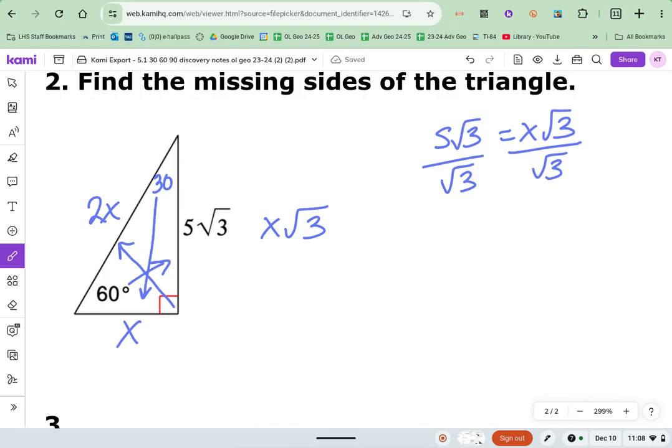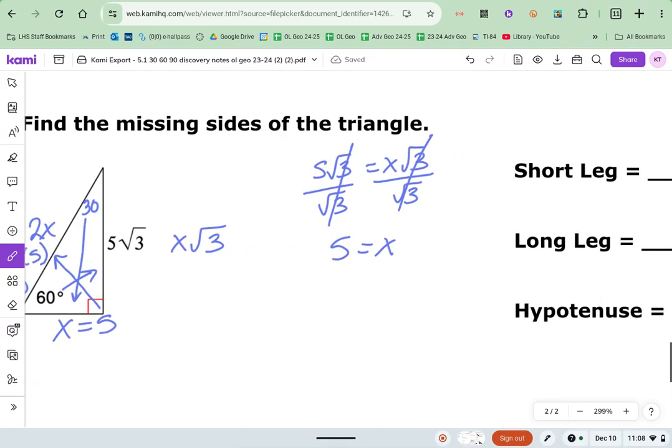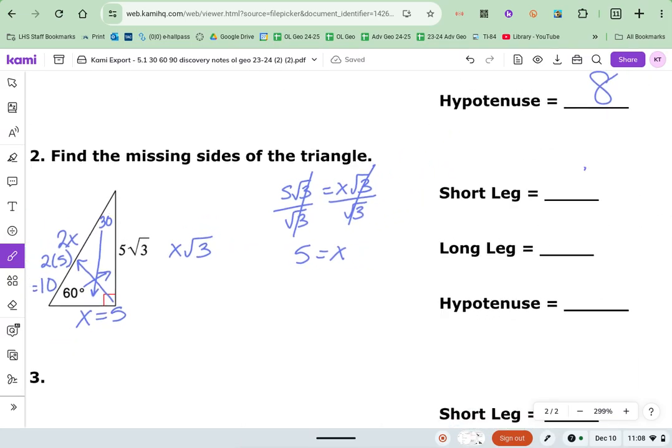So root 3 divided by root 3 is 1, so it cancels. And the same thing on the left. Root 3 divided by root 3 is 1, so it cancels. So x is just 5. So that means we can plug in everywhere we see an x, we can put a 5. So that means that the short leg, which is just x, is 5. And the long leg is 2 times 5, or 10. Or sorry, not the long leg, the hypotenuse. I misspoke. So our short leg was 5. The long leg is what was given to us, 5 root 3. And the hypotenuse was 10.